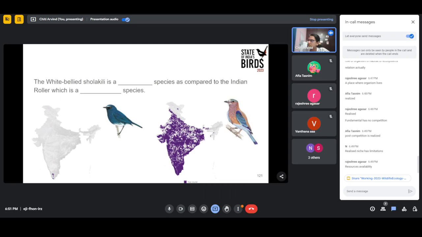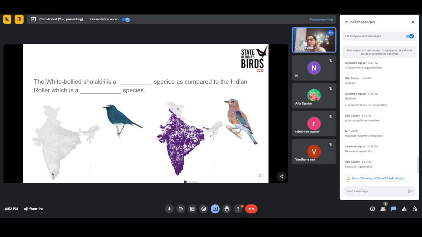So here, in the figure alongside, I can also show you the website after we do this. These two bird species have a different range distribution, right? This is the year-round distribution for the white-bellied Sholakili and the Indian roller. So for a species that is so range restricted and has a small specialized niche, what kind of species will it be called, as compared to the Indian roller, which is found, as you can see, all over India?